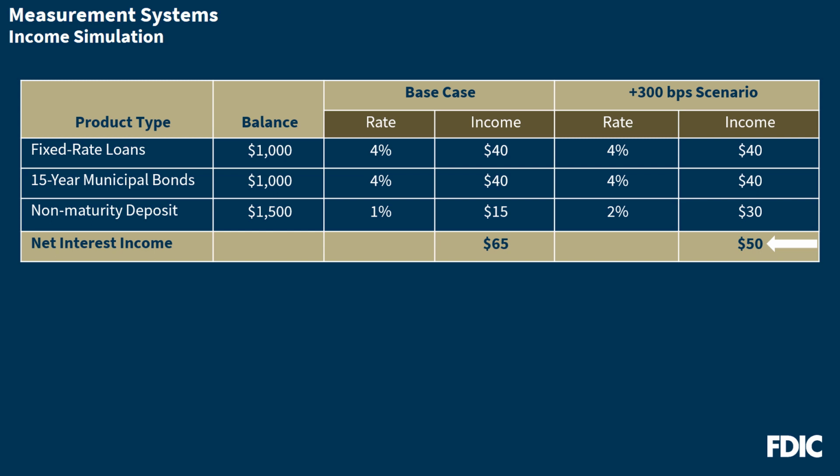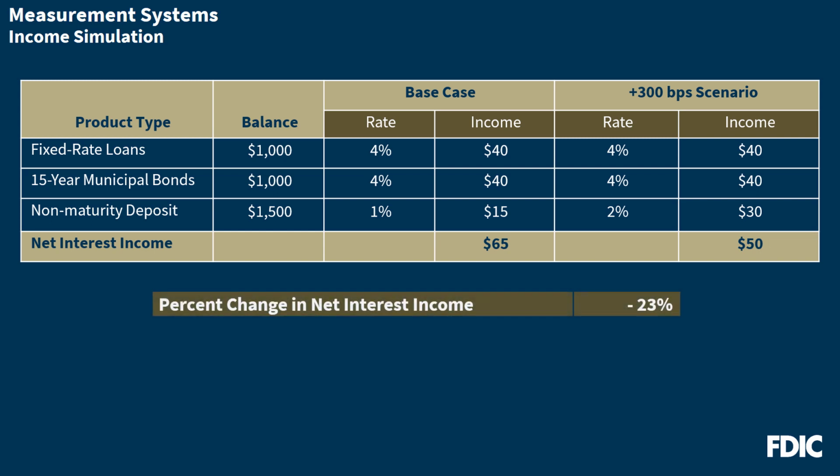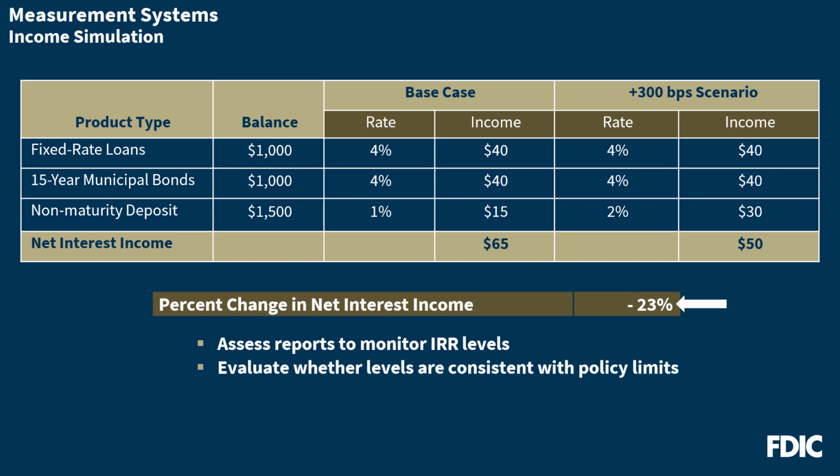The model performs these calculations for each scenario modeled. Typically, models also calculate the change in net interest income between the base case and each scenario. In our example, in a plus 300 basis point movement, net interest income is expected to decline 23%. Reports generated by the model can be used to monitor the bank's interest rate risk level and to evaluate whether the levels are consistent with the bank's policy risk limits.